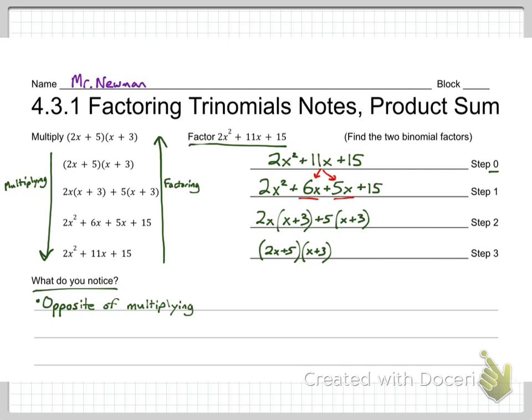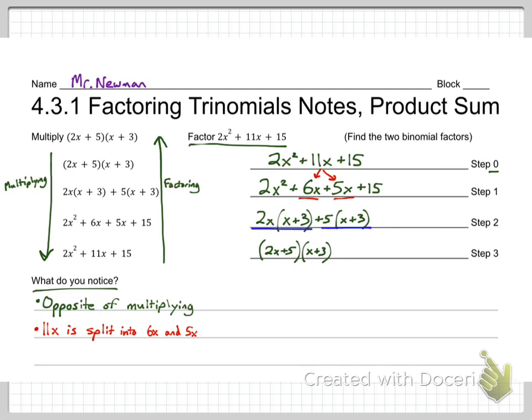Another thing I noticed was that this 11x got split into 6x and 5x. Did you guys see that step? The original expression has 11x, and we broke it into 6x and 5x. And I'm going to talk with you guys about how we do that. But first, I want you to notice that we always split up from the original step. Step 1 is splitting up that middle term, the b term. We call it the linear term because there's an x on it.